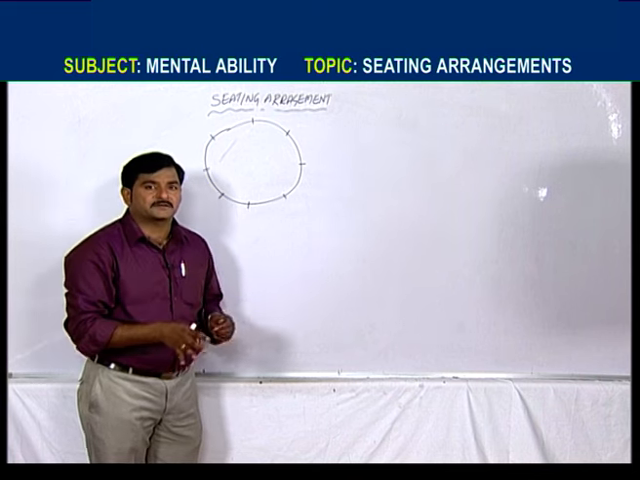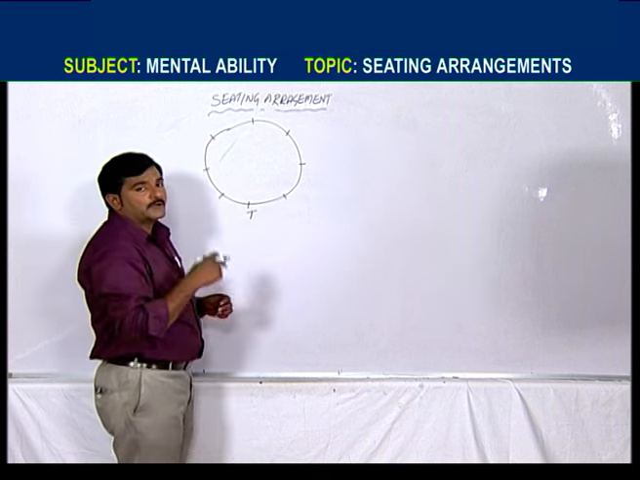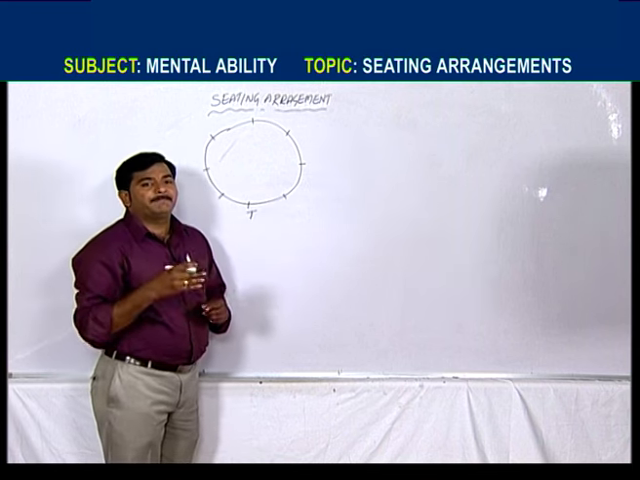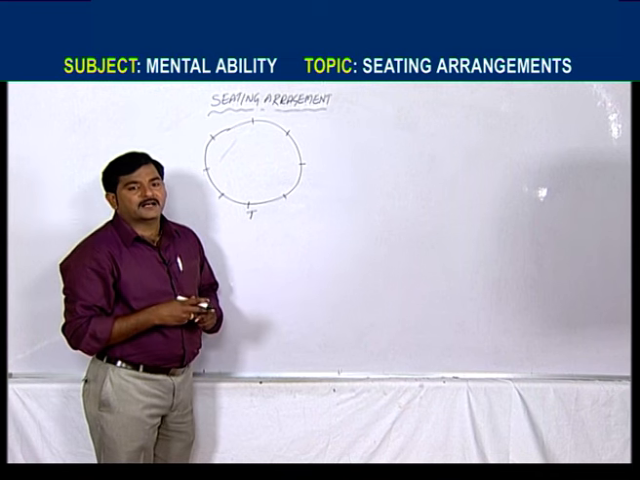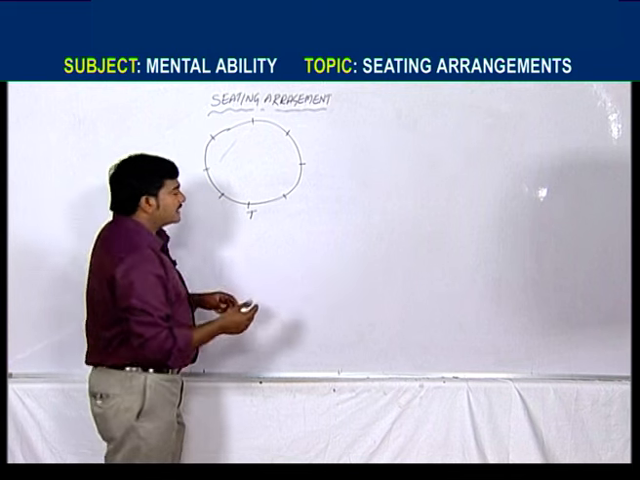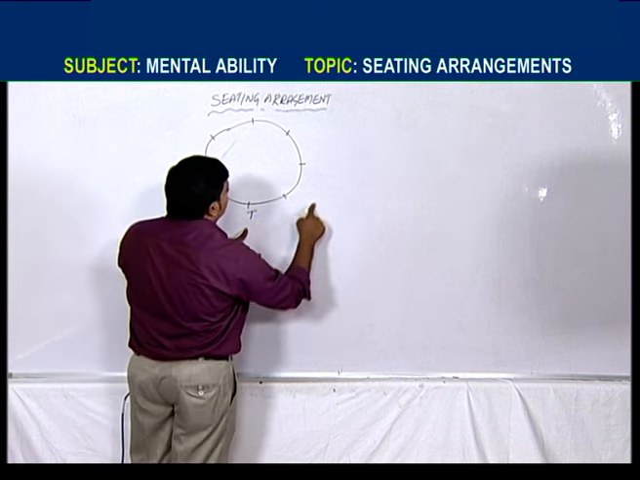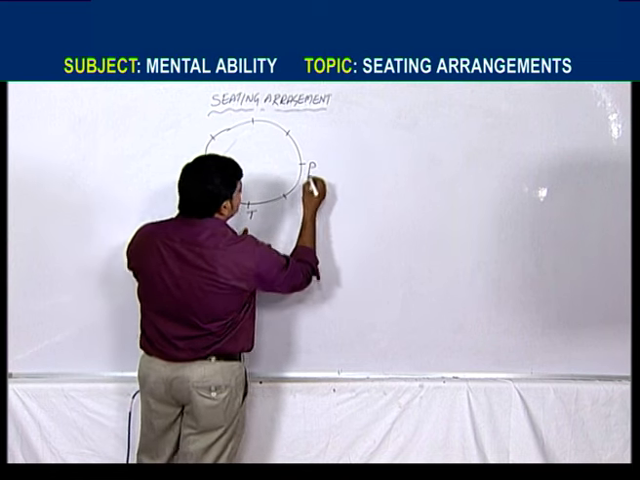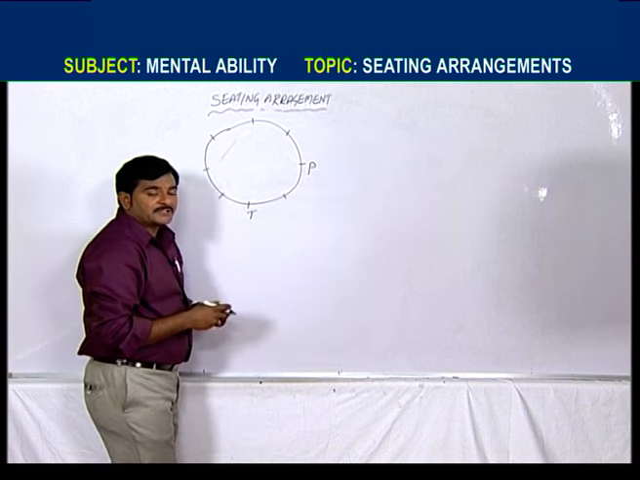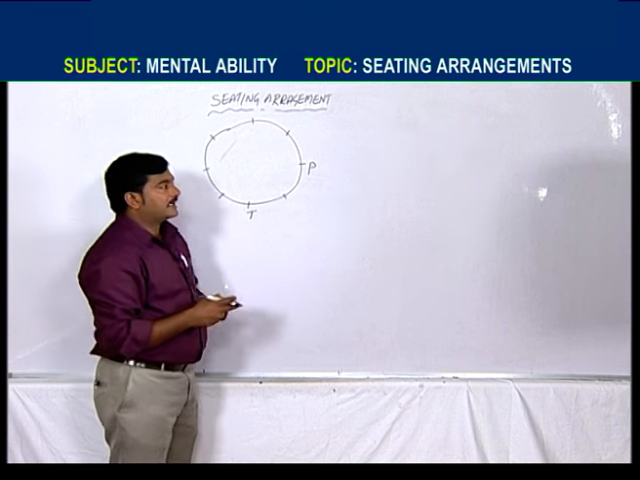change in the final answer. But I am taking T here. Let's say this is my T. Now what is the condition? P is second to the right of T. We know already all of them are facing towards the center. So T is facing the center. So from T, the second position to the right is whose position? P's position. P is second right of T.